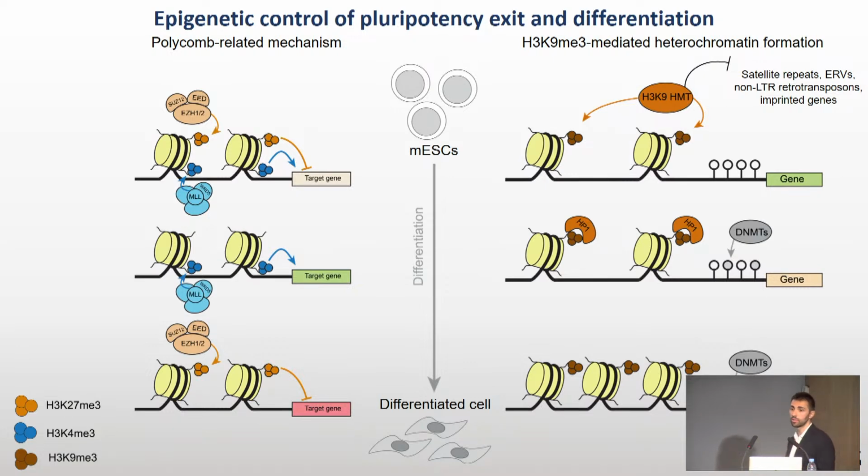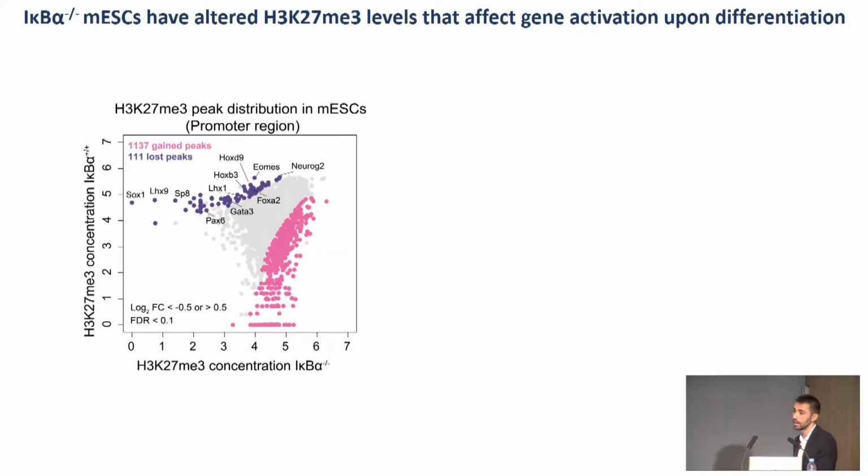So we decided to study both epigenetic mechanisms, and we started to characterize whether there was any change in Polycomb function. What we did was ChIP-seq of mouse ESCs, wild type and knockout for IKB alpha, for lysine 27 trimethylation, which is the mark deposited by Polycomb. And as you can see here, the mouse cells lacking IKB alpha had a change in the distribution of the mark, since there were some regions that were gaining higher levels of lysine 27, and other regions that were having lower levels.